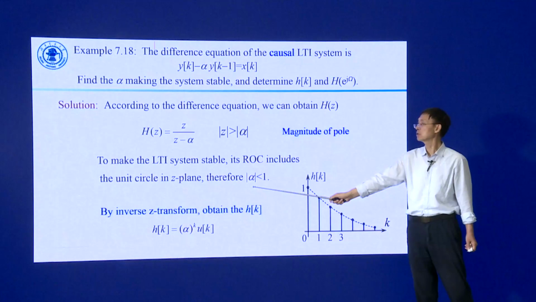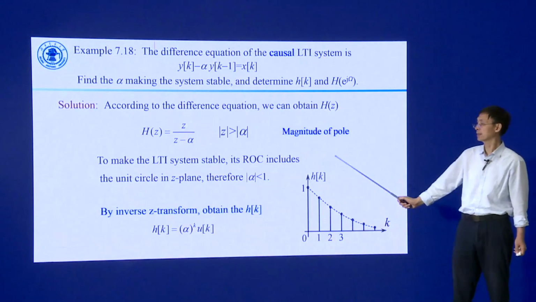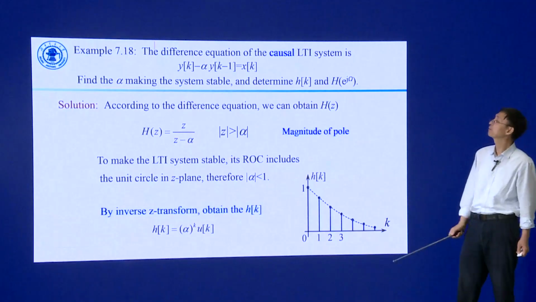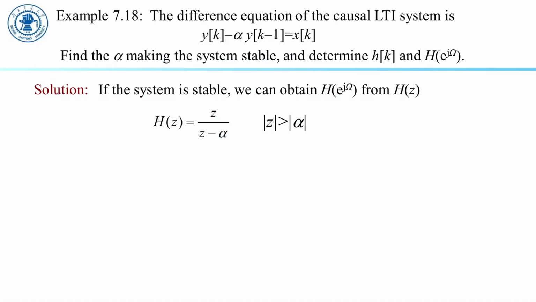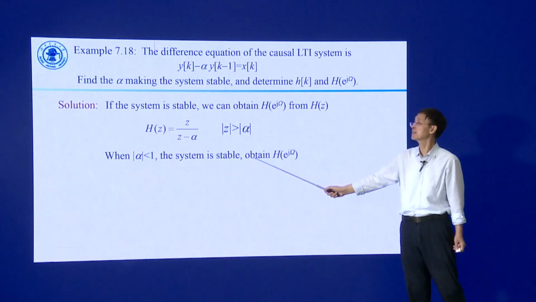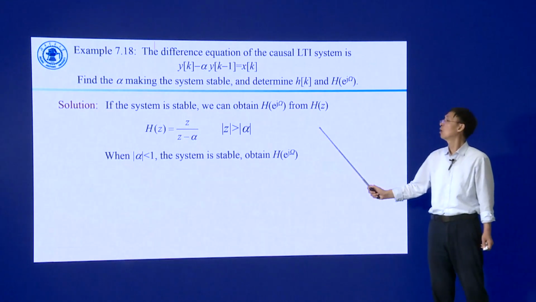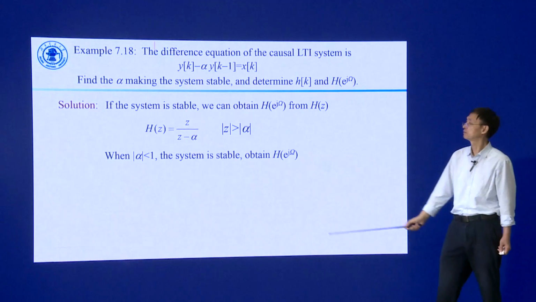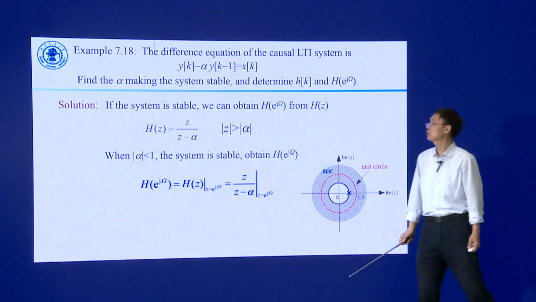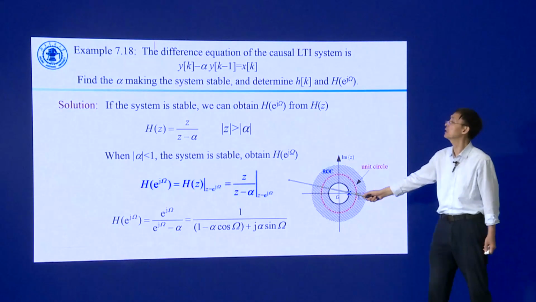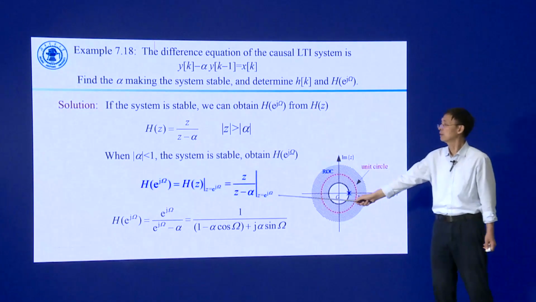By inversion of the unilateral Z transform, we can get the impulse response h(k). This is a picture of h(k). If the system is stable, we can obtain its frequency response according to H(z). When the magnitude of α is less than 1, the system is stable. We can use H(z) to obtain its frequency response H(e^jω). Take z equals e^jω into this expression, and we'll find the frequency response.